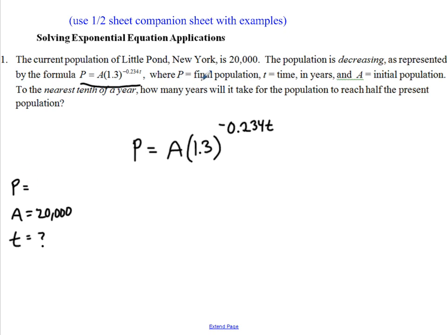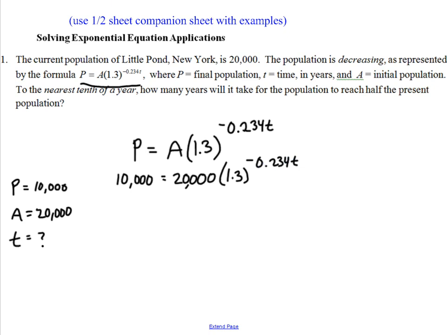So P represents the final population. It says, when will the population reach half the present population? So half of 20,000, that's what it's implying. So you ought to be a good reader in a question like this to extract all the facts. Now we've got the facts. Plug them in. Okay, so we know that base of 1.3 to the negative 0.234 t power. This is a monster, but we can figure it out, guys, because we have a calculator, right?